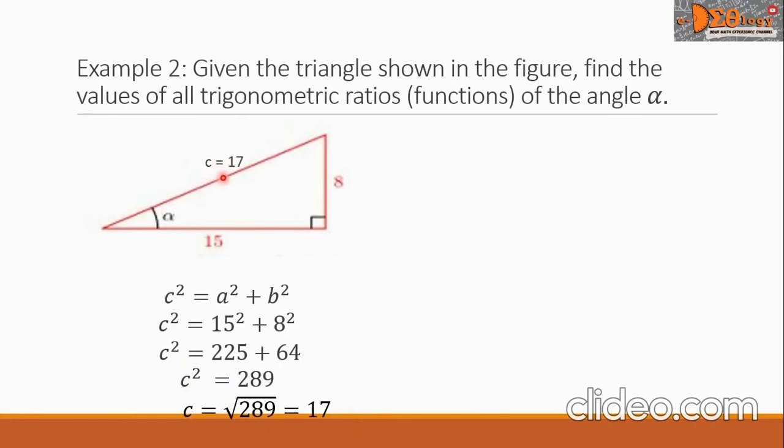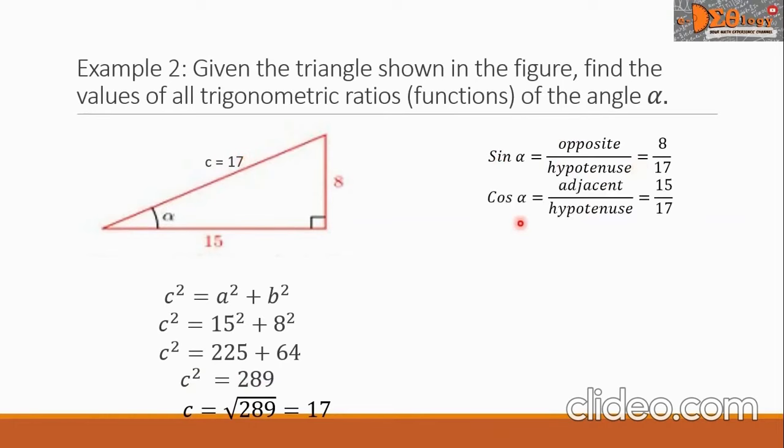Then we will start writing our trigonometric ratios. Let's begin with sine alpha. We know the ratio is opposite over hypotenuse, and that is equal to 8 over 17. The next is cosine alpha. The ratio is adjacent over hypotenuse. The adjacent is 15 over the hypotenuse 17. So cosine alpha is 15 over 17.